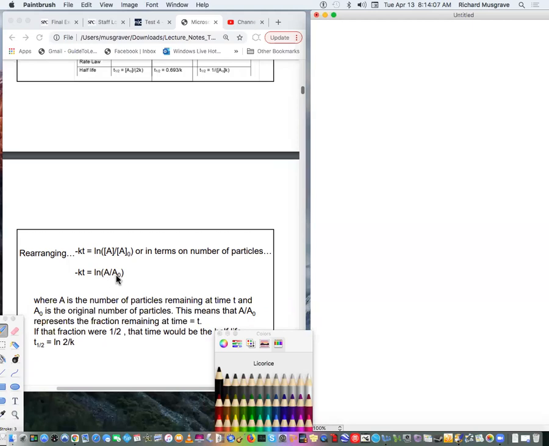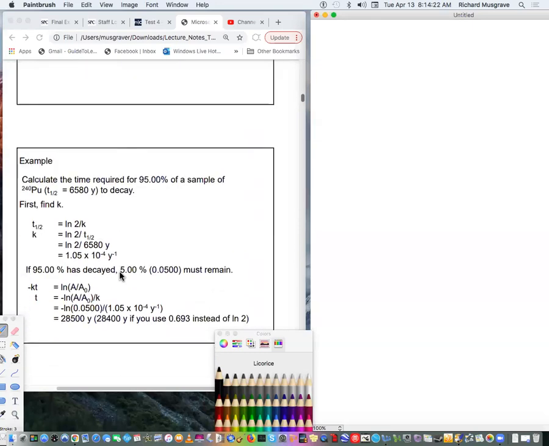So think of a pizza. If a pizza's half eaten, it's what's left of the pizza divided by what was there in the pizza at the beginning. So A over A0 is the fraction left after the time has passed.